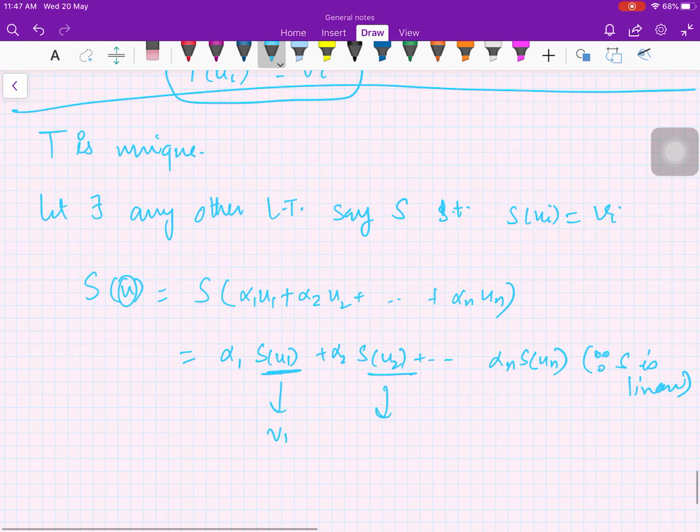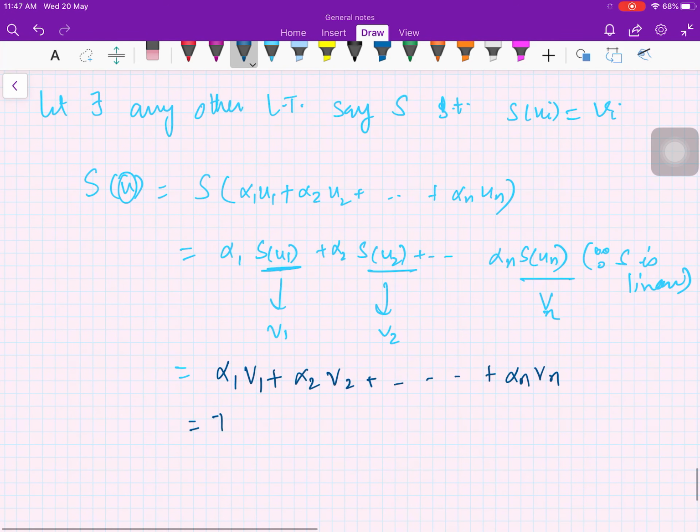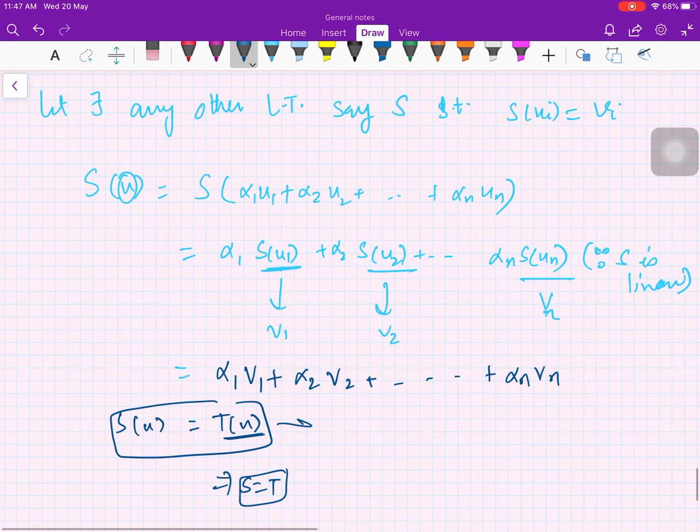Now this is v1, this is v2, this is vn. So this is equal to alpha 1 v1 plus alpha 2 v2 plus so on alpha n vn, which is equal to T of u by definition of T. So you get S is equal to T. This happens for all u belonging to U. So S is equal to T. So it means that such a transformation exists and is unique, right?